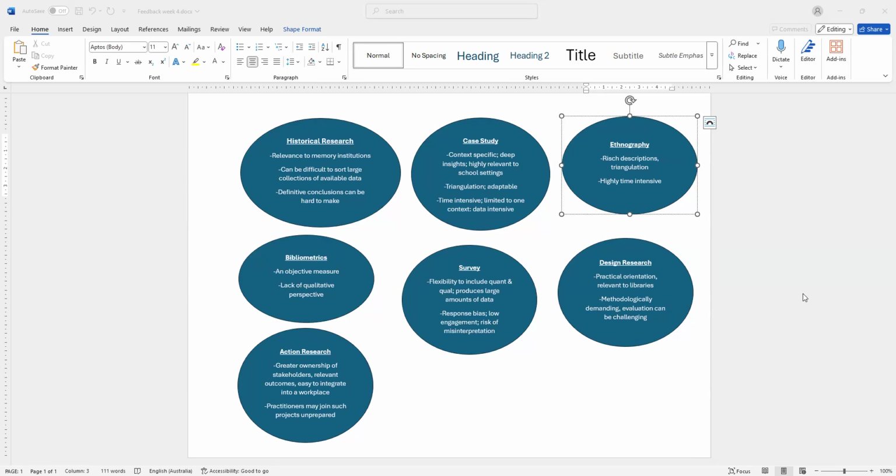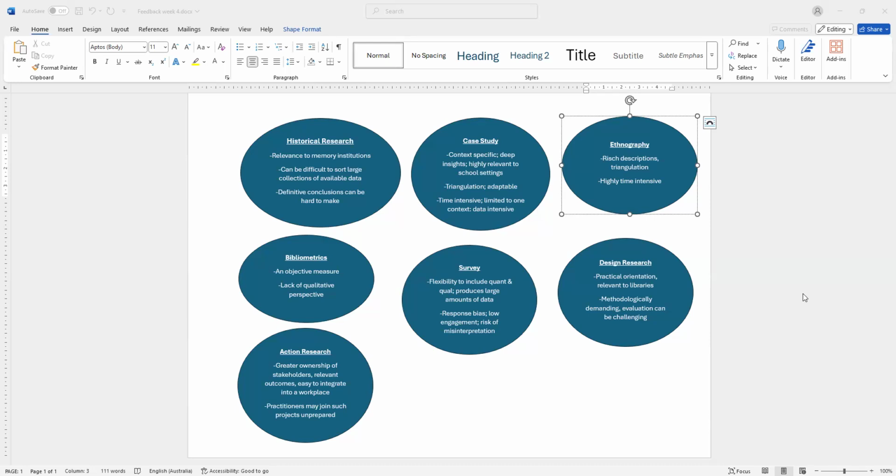Then the third research method was ethnography. As we discussed in one of the lectures, ethnography is going to produce rich descriptions. And because different data collection methods are generally used in ethnography, triangulation will be easier to do. Again, it will be highly time intensive, and you will also end up with large amounts of qualitative data when doing an ethnographic study.